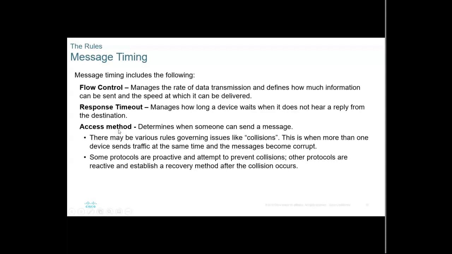Access methods determine when someone can send a message. There may be various rules governing issues like collisions. In the old days, when we used hubs, only one computer could talk at a time. These days we've got switches, so all of them can talk and listen at the same time. But if you want to think about what a collision is, we've got what's called a shared medium, the air. We're using sound. If I'm talking now, and I'm the only one talking, you guys can hear me pretty clearly, can't you? But just imagine if we all started talking at the same time. Could you pick out what I'm saying clearly? Probably not. So that's like what a collision is.